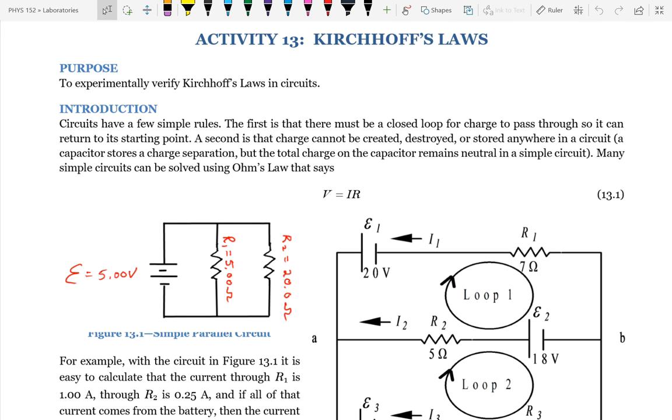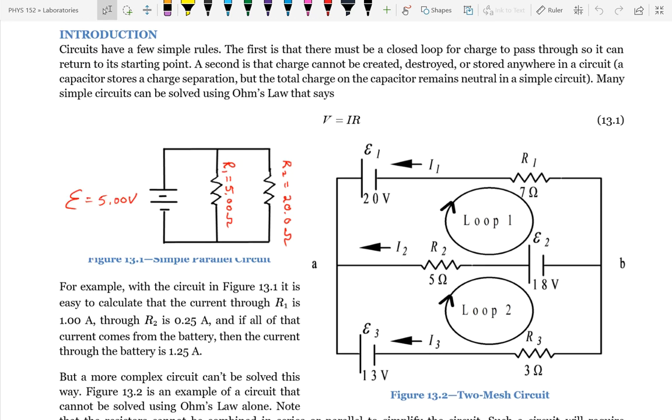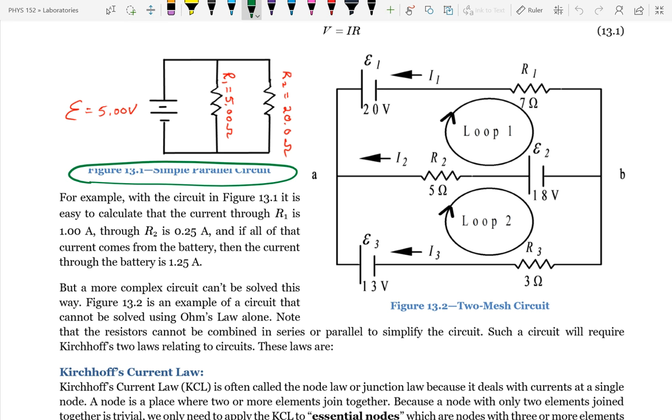Okay, today's experiment is basically continuing on the skills that you got from last lab. You're going to be solving some circuits using Kirchhoff's laws. We've already talked about Kirchhoff's laws in class, and you're going to be applying them.